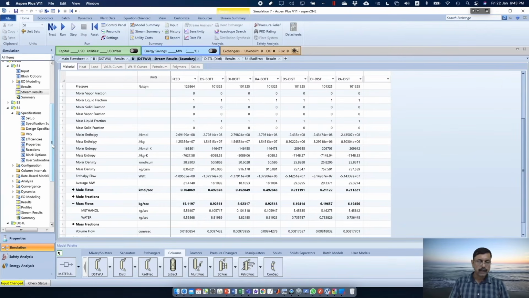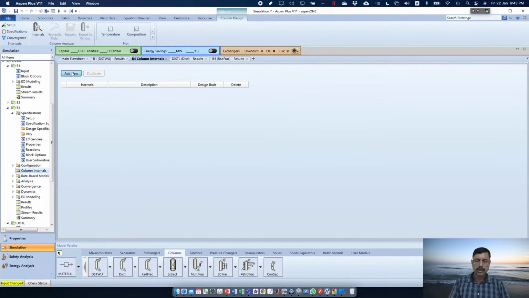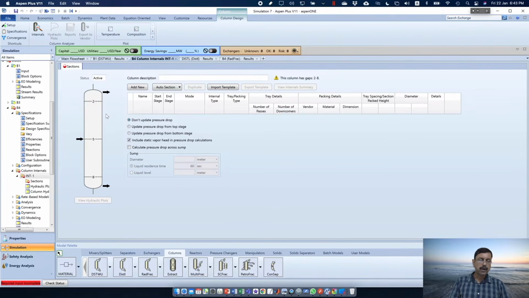Now, this can do much more rigorous calculation because you can design the column internals. Till now, we were not doing any mechanical design of column internals. But with RadFrac, we can definitely do it. Let us see how. Here, you have the option for column internals. So you can add column internal, generate. So here, you have the internal. So a pictorial form of column is demonstrated starting from stage number 2 to 8 because we have 9 stages. Stage number 1 is condenser, stage number 9 is reboiler.